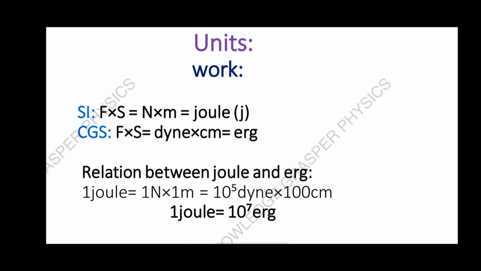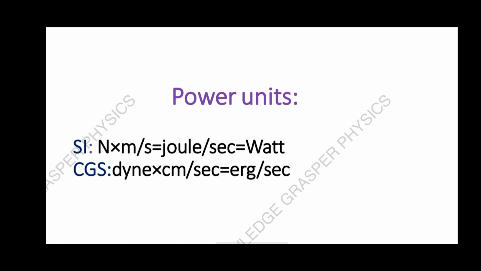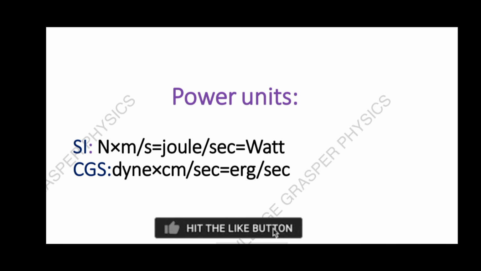So next, units of work. The SI unit of work is joule and the CGS unit of work is erg. The relation between them is 1 joule equals 10 to the power of 7 erg. It is the same for energy. Now next, units of power. The SI unit of power is joule per second, because its formula is work by time. So the SI unit of power is joule per second, which is watt. The CGS unit of power is erg per second.